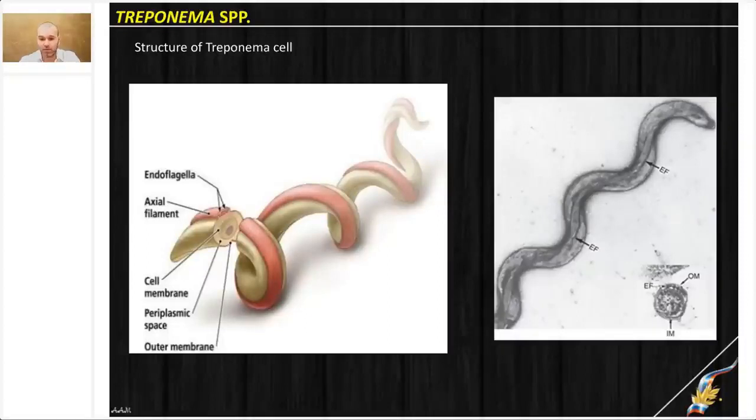In the lowest part of the picture, OM is the outer membrane, IM is the inner membrane, and in the left picture, as you can see, it's actually not Treponema, but all spiral bacteria have a common structure. The same endoflagella is going through the whole cell, and we have the axial filament as the unique structure covering the endoflagella. Actually, bacteria have two membranes: the cell membrane or inner membrane and the outer membrane. The space between those membranes is called the periplasmic space.